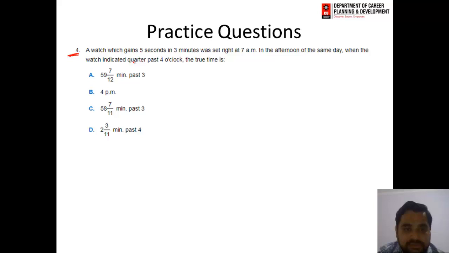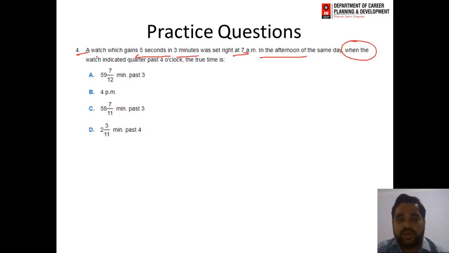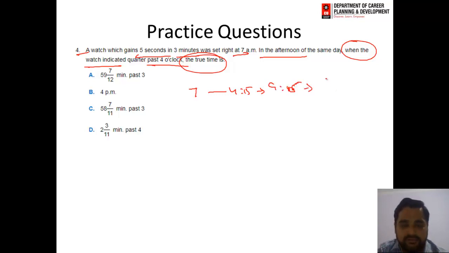So now here we have question number 4, which says a watch which gains 5 seconds in 3 minutes was set at 7 am. In the afternoon of the same day, when the watch indicates 4:15, what is the true time? So here what we need to know is the time in the false clock is from 7 to 4:15. So there is an addition of 9 hours 15 minutes. If we solve it, we have the value as 37 by 4.